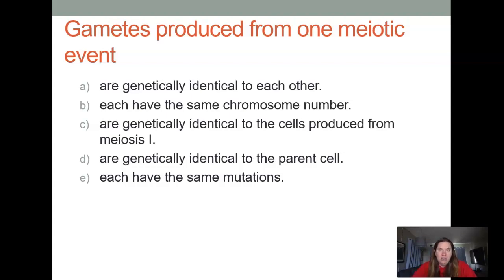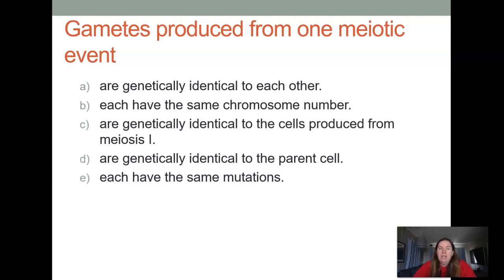And of course, I just addressed letter D as well. We know that they're not genetically identical, and therefore we know that E can't be true also, that they can't have the same mutations. So we know that A, C, D, and E are really all variations of the same kind of answer, in that they're not the same as one another. And this is the exact opposite of mitosis.